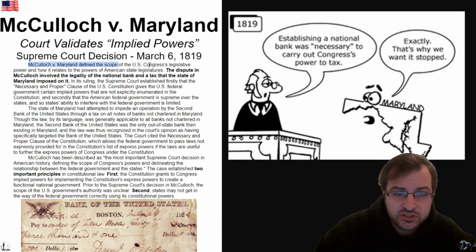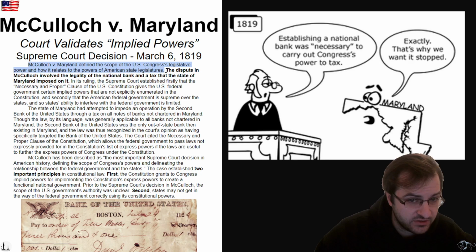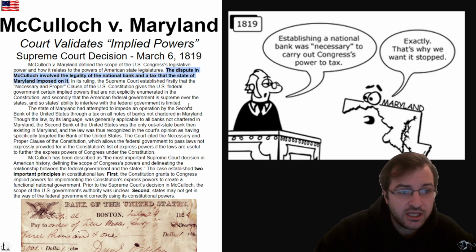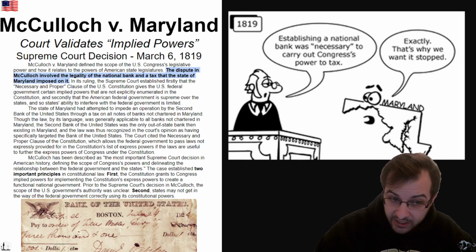McCulloch v. Maryland defined the scope of the U.S. Congress's legislative powers and how it relates to the powers of the American state legislatures. So this part's very important. The dispute in McCulloch involved the legality of the national bank and a tax that the state of Maryland had put on the national bank.